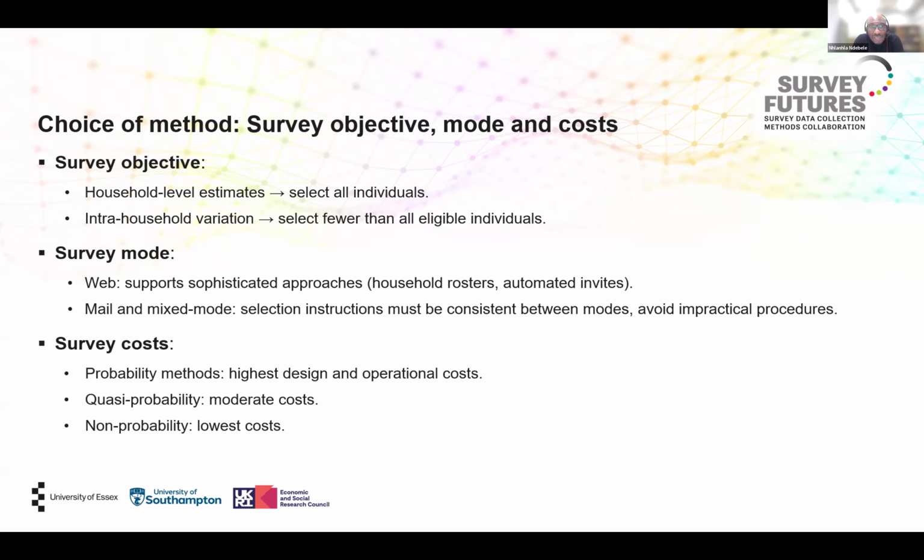Plus, also, if you are interested in intra-household variations, then we also need to look at selecting fewer than all eligible individuals in the household. At least then, you will have some clustering that occurs within those households, but you have some intra-household variation there. And then we have to consider the survey mode.